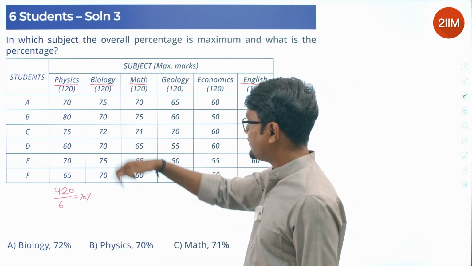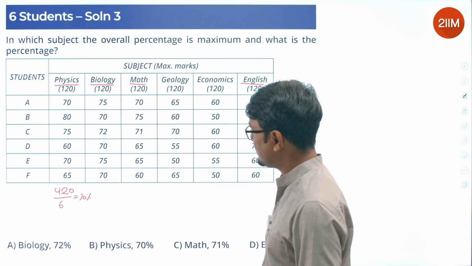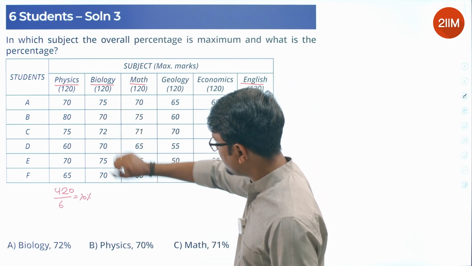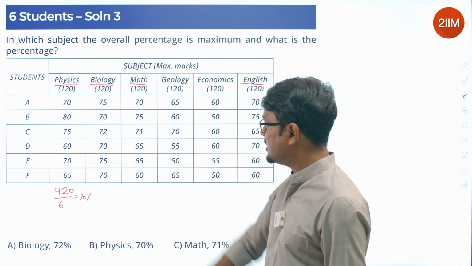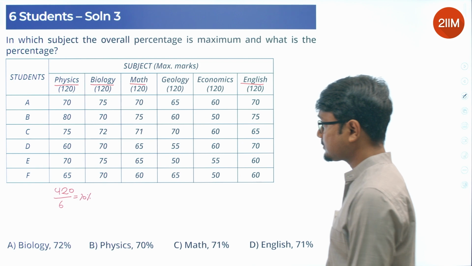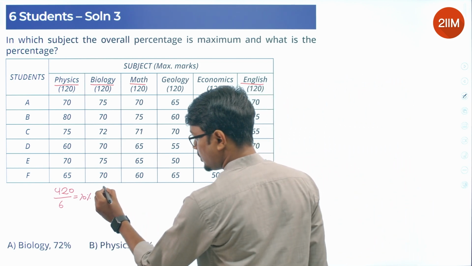Biology: 75, 70, 72, 70, 70, 70. So 75, 70 is 150, this is 210, 150, 210, 360. 360 plus 72 is 432. 432 for biology.